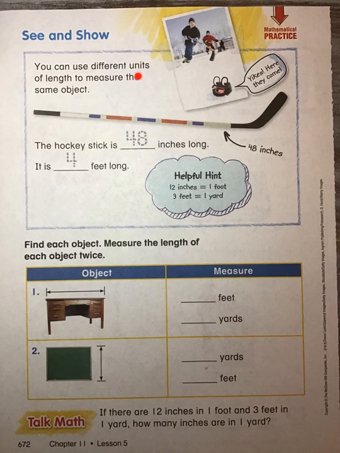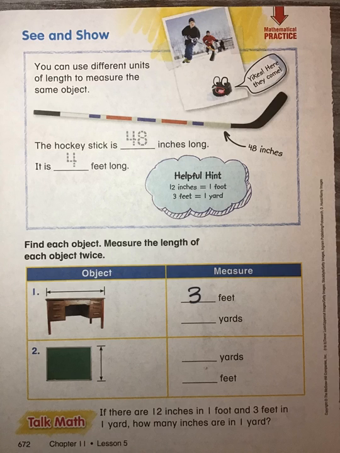You can use different units of length to measure the same objects. So here it says the hockey stick is 48 inches long. There's our hockey stick. It is 4 feet long. So we can either say that the hockey stick is 48 inches, or we can say that the hockey stick is 4 feet long. It means the same thing. Because look over here at the little bubble. It reminds us that there's 12 inches in 1 foot and 3 feet in 1 yard.